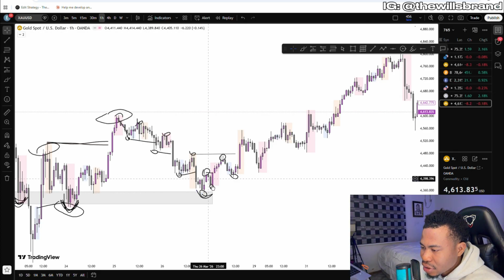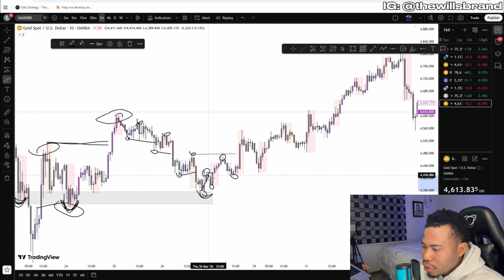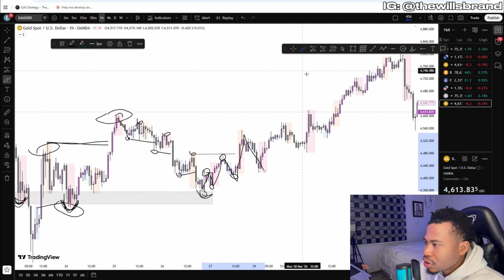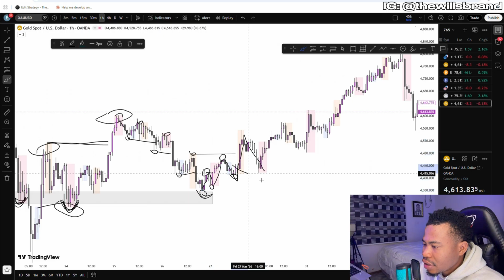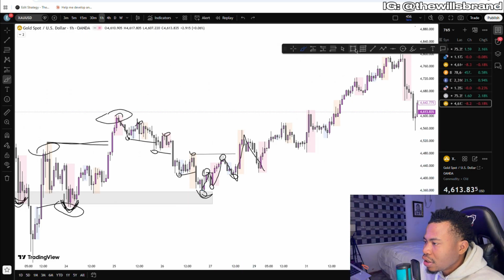We made this high, price has already corrected. This is impulse here. This is impulse, correction, another impulse, correction, another impulse. All we have to do is what? Wait for correction, then we buy. Then we buy from here.